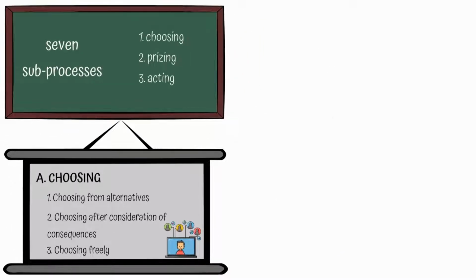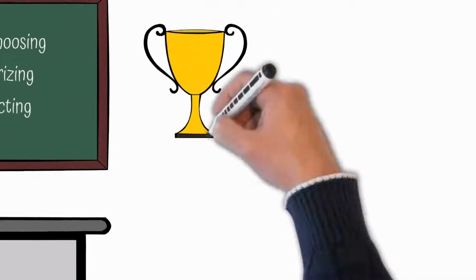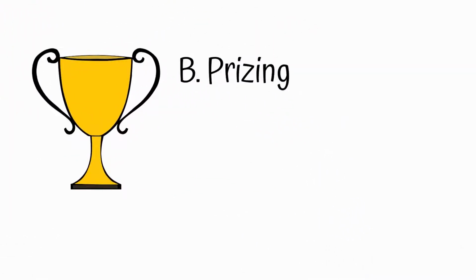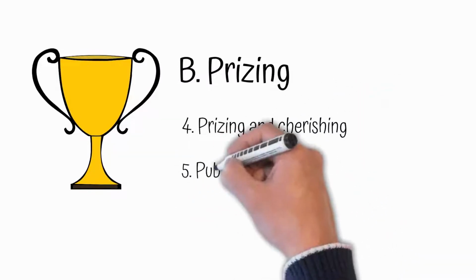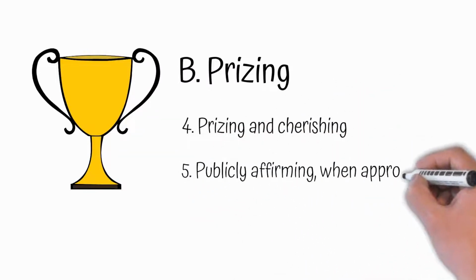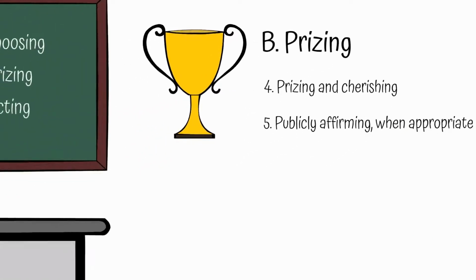Under pricing, we have 2 sub-processes. The first one is pricing and cherishing, and then publicly affirming, especially when necessary or appropriate.